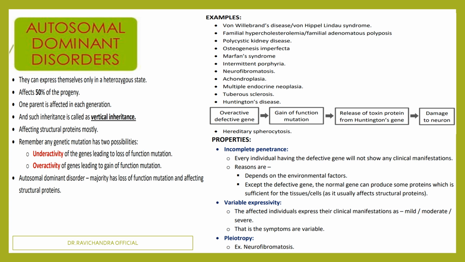Examples for autosomal dominant disorders are von Willebrand disease or von Hippel-Lindau syndrome, familial hypercholesterolemia or familial adenomatous polyposis, polycystic kidney disease, osteogenesis imperfecta, Marfan syndrome, acute intermittent porphyria, neurofibromatosis, achondroplasia, multiple endocrine neoplasia, tuberous sclerosis, Huntington's disease. Overactive defective gene will cause gain of function mutation, thereby releasing toxic proteins from the Huntington's gene, thereby causing damage to neurons in Huntington's disease.